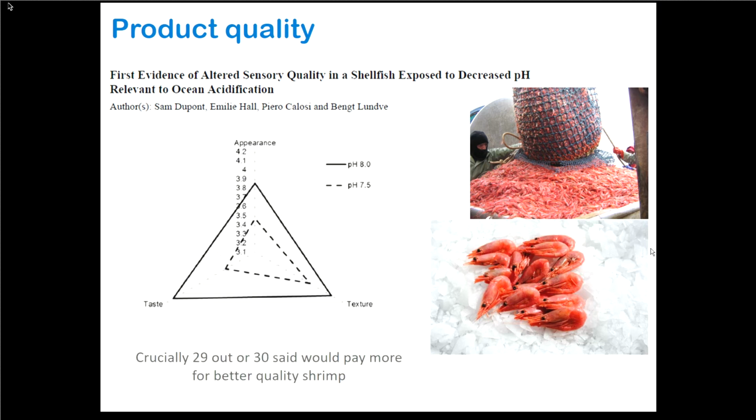The biggest take-home message that always gets traction in the industry is, critically, 29 out of 30 of those taste testers would pay more for a better quality shrimp. So when you go up to a farmer and say, look, CO2 might be negatively impacting your ability to sell a shrimp at a higher price because they're a lower quality, that really rings true and it gets their attention. And from a consumer's point of view, it really asks the question, are we already eating substandard seafood because it's being grown under intense conditions?